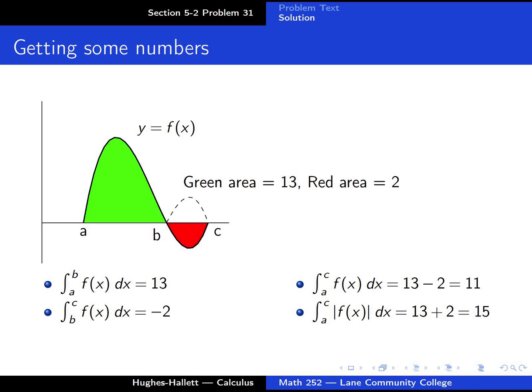So we can get the integral from a to c by first looking at the integral from a to b, which is going to be 13, and then adding the result we get when we integrate from b to c. In this case, when we're integrating the absolute value of f of x, the function is positive between b and c. So instead of getting minus 2, we're going to get plus 2. So the integral from a to c is the sum of these two numbers. It's 13 plus 2, or 15.